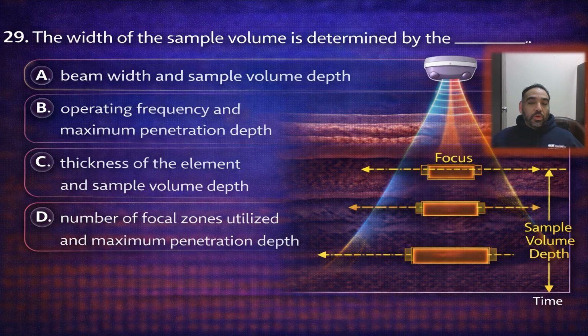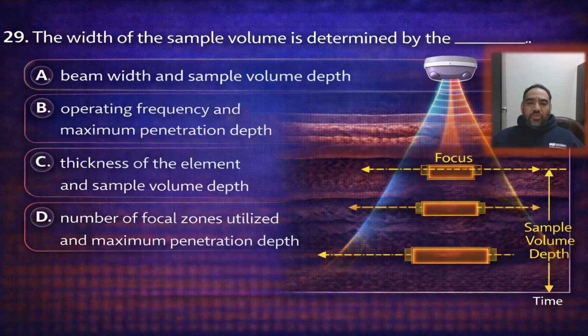Ultrasound beams, they're not perfect. They're cylindrical, but not perfectly cylindrical. They narrow at the focus. They widen before and after the focus. So the deeper the sample volume is placed, the wider the beam becomes. Think of the width as equal to the beam width at the depth. So that's exactly what A is describing.